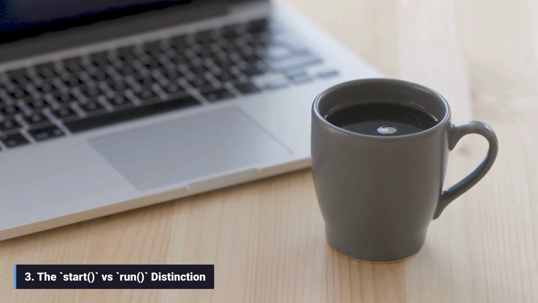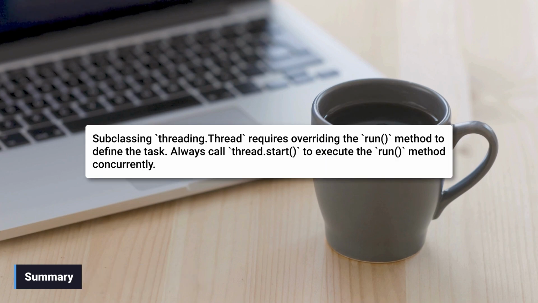3. The .start versus .run distinction. It is a critical distinction that you must always call .start, not .run. Calling .start correctly registers the thread with the operating system and invokes .run in a separate, concurrent thread. If you mistakenly call .run directly, the code will execute, but it will run in the main thread, completely defeating the purpose of multithreading.